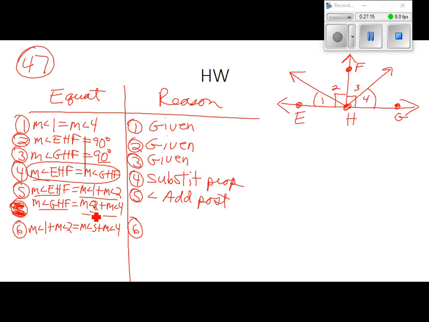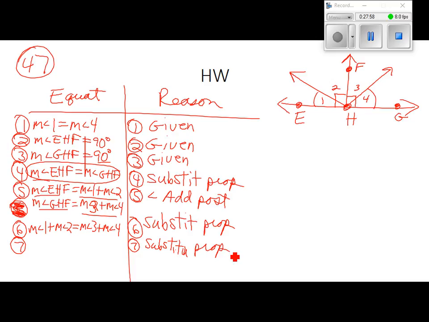What's our reason there? What did we use? Substitution would work. If you wrote transitive property in there, I'd probably accept that also. Substitution, transitive property. Did they give us the next statement? No. They gave us the reason. It's blank. They gave us the reason again. What reason? Substitution. They said substitution again. Substitution property.